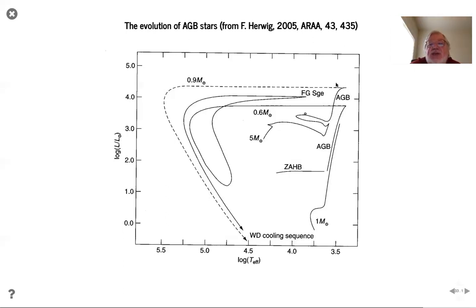Then comes the asymptotic giant branch phase, and after losing its mass in the form of a planetary nebula, we have a white dwarf. For a more massive star than a one solar mass star, instead of a carbon-oxygen white dwarf, it can now be an oxygen-neon white dwarf, for instance. Okay, so this is the evolution of AGB stars of masses of 1 solar mass and 5 solar mass.